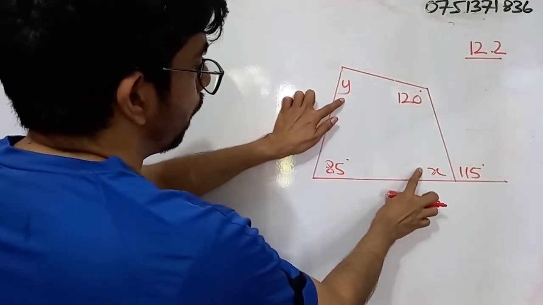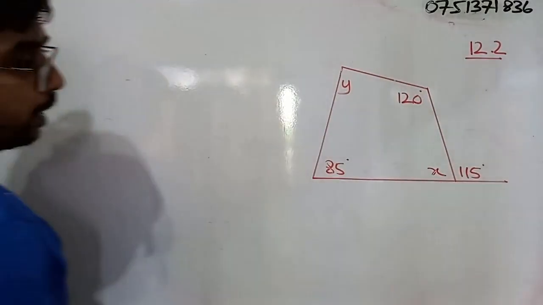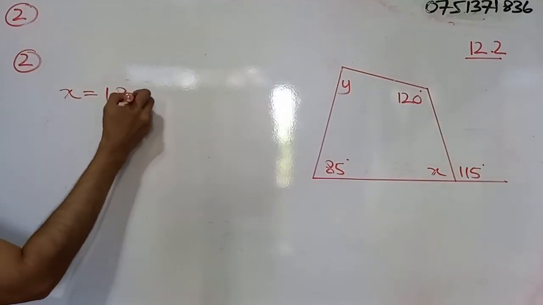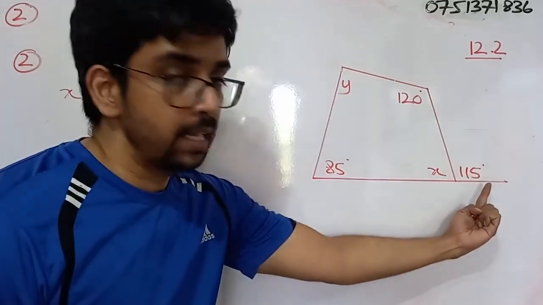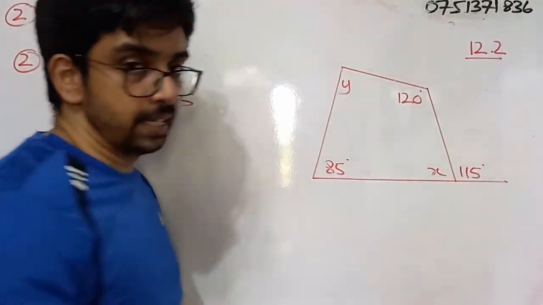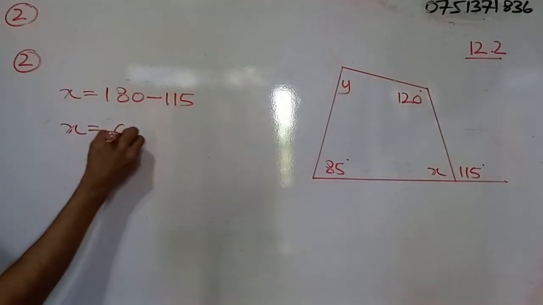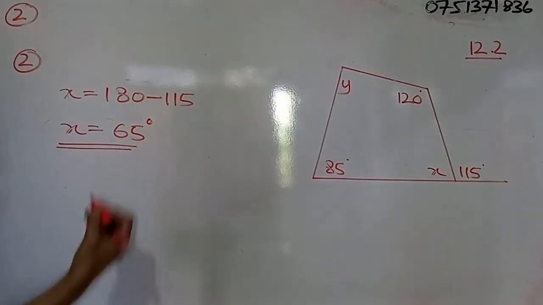Right, so this is the second diagram. So just as before, we have to calculate the values of x and y. So right off the bat, we can say the value of x is what? X is equal to 180 minus 115. What is the reason? It is a straight line. Okay, this is a straight line. So these two angles are what? Adjacent angles, right? So when we subtract this, what do we get? X is 65 degrees. Right, so that is the value of X.